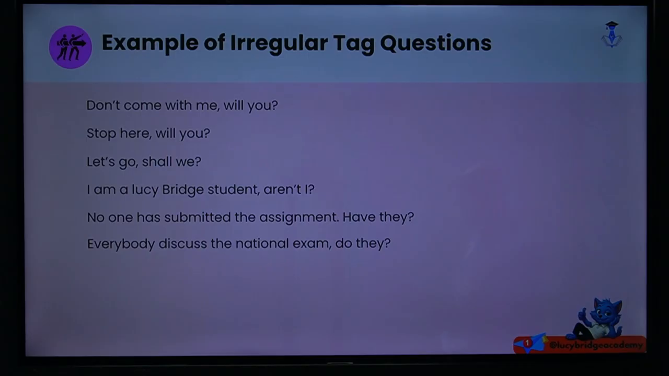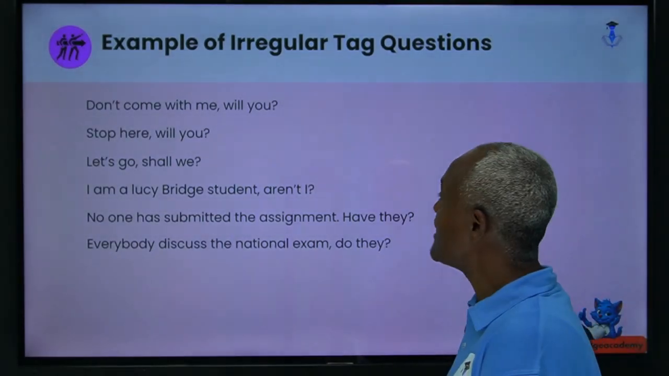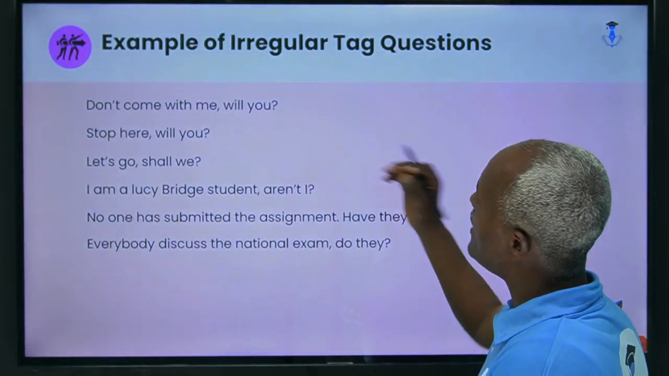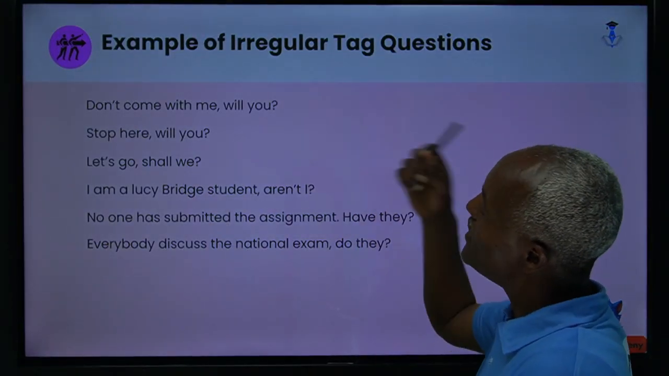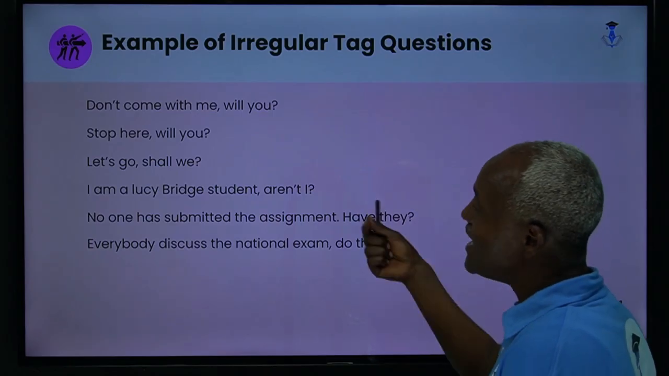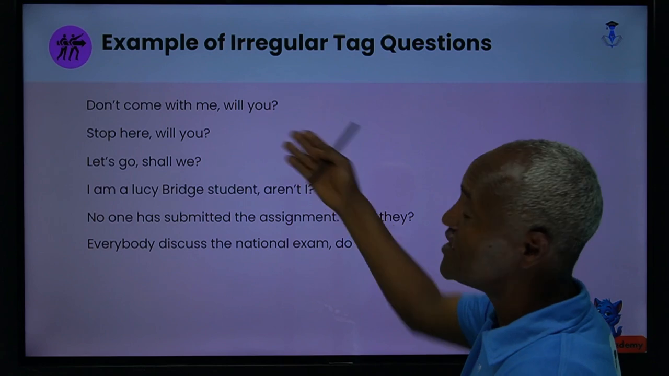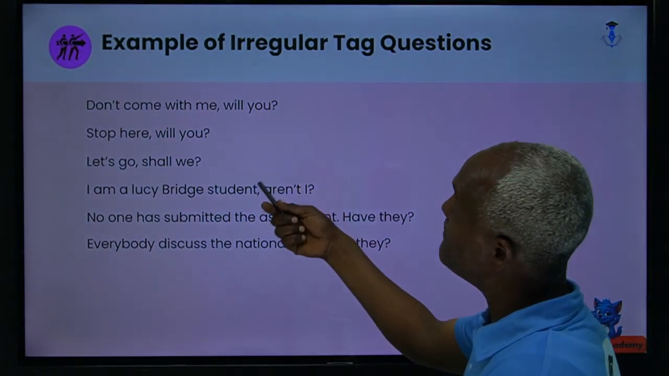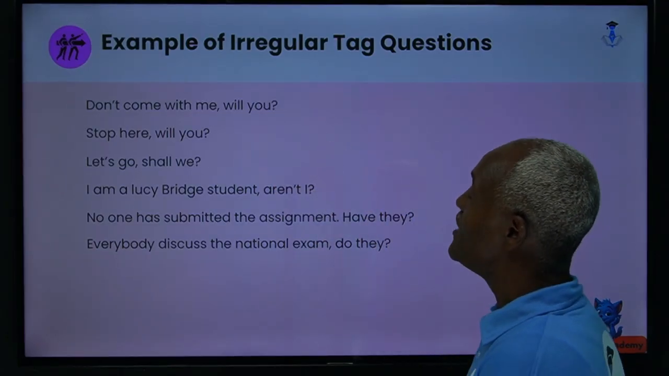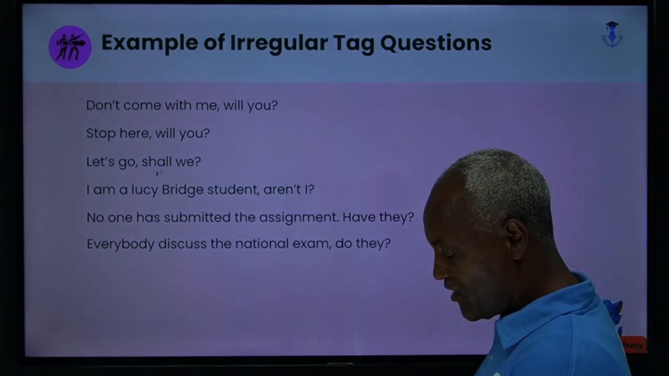So, don't come with me. The other one is we do have irregular tag questions. Irregular tag question, that means, don't come with me, will you? Have you seen, negative or positive here? Especially when it is an imperative sentence, when the subject is understood and is not written here, we call this imperative. Therefore, whether the statement is negative or positive, we use will you? Let's go, shall we?